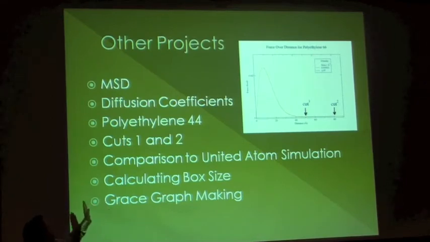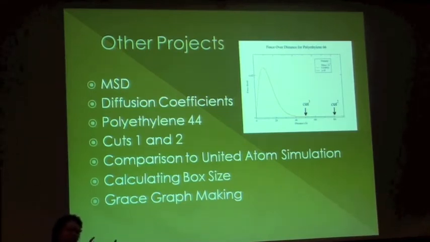I also worked on a couple of other projects while I was working in the lab. I looked at the mean square displacement, like Morgan mentioned earlier, which is the amount of movement in between particles. And then I calculated the diffusion coefficient based on that, and I'll talk about it more in my poster presentation. I also looked at polyethylene 44, which is a little bit smaller than polyethylene 66, and it showed similar properties.